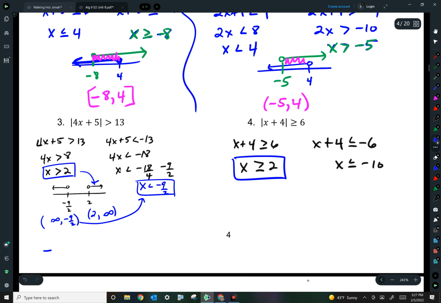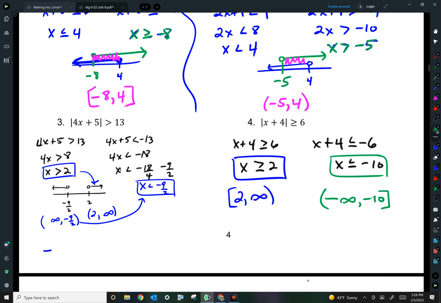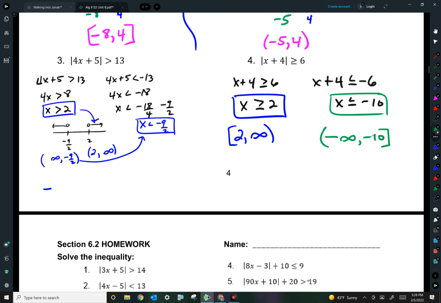X is greater than or equal to 2. If you wanted to write that as an interval, that'd be from 2 on out to infinity. And of course, I'd use a bracket on the 2 because of the equal to. Or this second inequality, when x is less than or equal to -10. Well, that means it's from -infinity up to -10. Again, I would use a bracket on the -10 because of the equal to. So either way, I have the two solutions, right? Two intervals. All right, so that is absolute value inequalities.